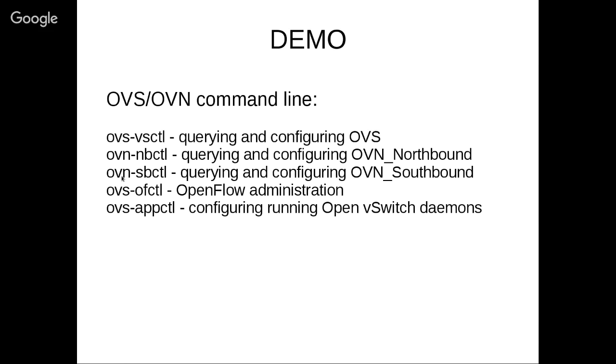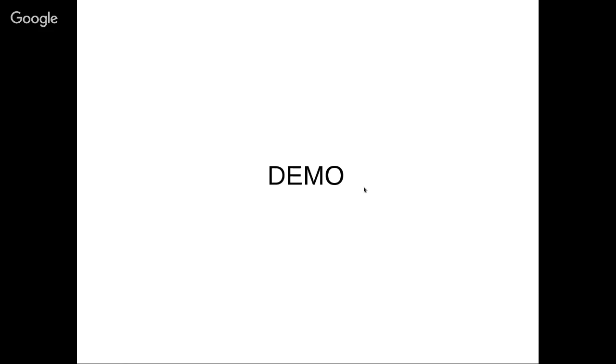Similar, OVN southbound control, ovn-sbctl. This is the command for controlling the OVN southbound database. Then ovs-ofctl, OVS OpenFlow control, and ovs-appctl, OVS application control. The first one is used for controlling OpenFlows. The second one is for controlling the Open vSwitch daemons. And now let's go over to the demo.